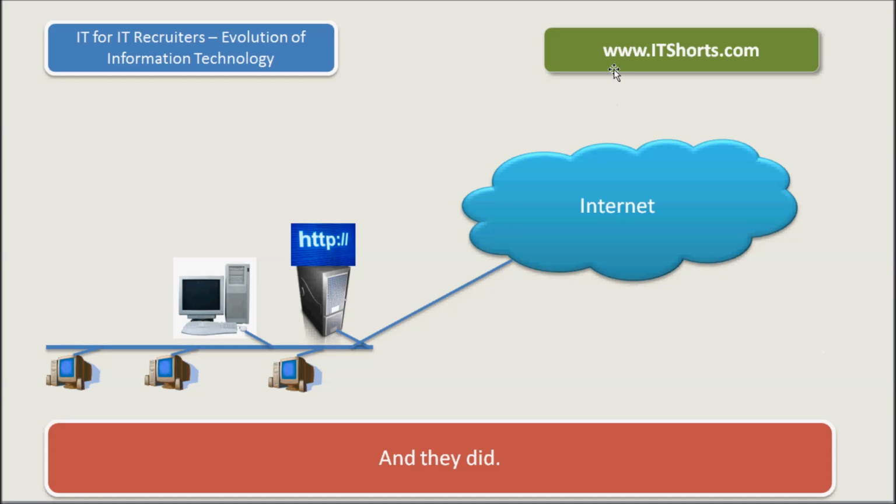So what they did, they installed a web server or HTTP server. Again, you can install an HTTP server in your network, or you can rent space from an ISP. Those are not part of this video. At this point, just understand the concept. So the businesses implemented web servers on their network.